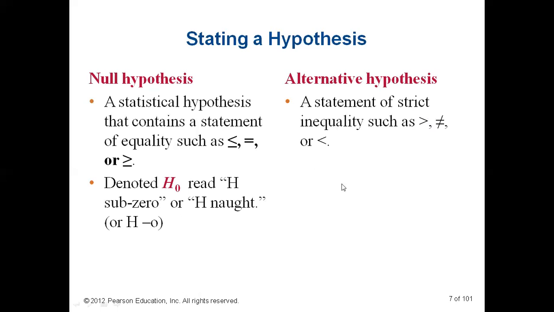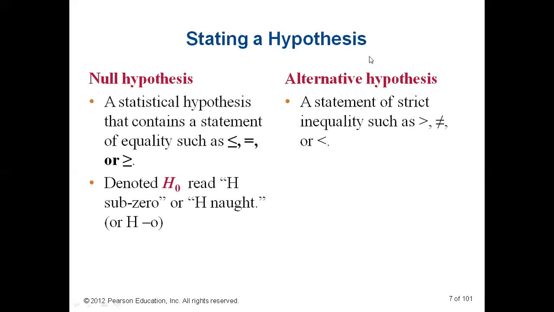But if I am saying mean is less than or equal to 50, then this contains a statement of equality, so this statement will be written in the null hypothesis. If I am saying mean is greater than 50, it contains inequality, so it will be represented inside the alternative hypothesis. If I am saying mean is greater than or equal to 50, then it contains equality, so it will be represented inside the null hypothesis.